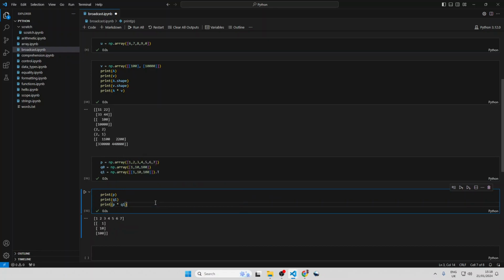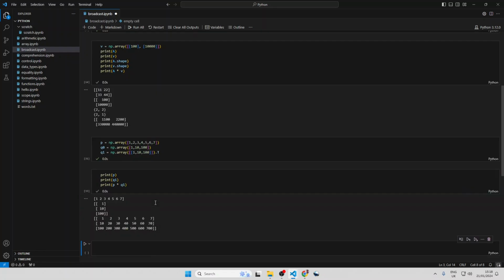Now we're going to do P times Q1. It turns out that this gives us a 3×7 matrix. So what's going on here? We want to multiply the elements of P by the elements of Q, but they don't have the right shape. We can make them the right shape by duplicating P, taking 3 copies of it stacked vertically, and duplicating Q by taking 7 copies of it stacked horizontally. When we multiply those two things together, we get this result here.